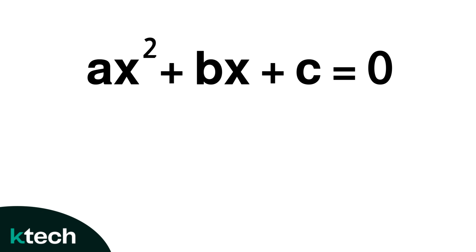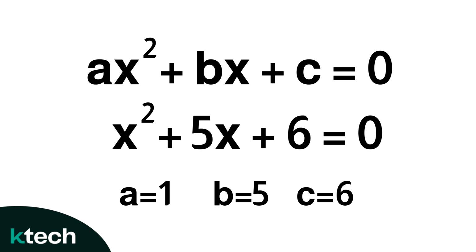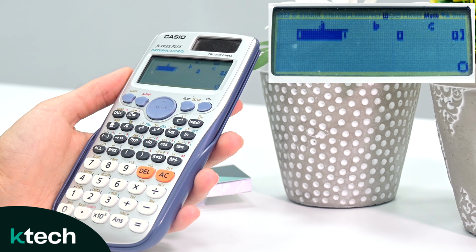Let's say we have the equation x squared plus 5x plus 6 equals 0. So here a equals 1, b equals 5, and c equals 6. Let's plug this into the calculator.